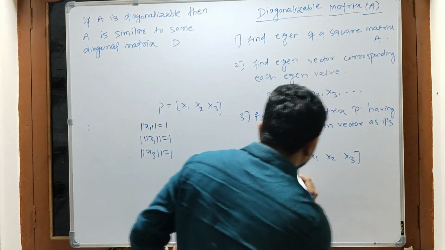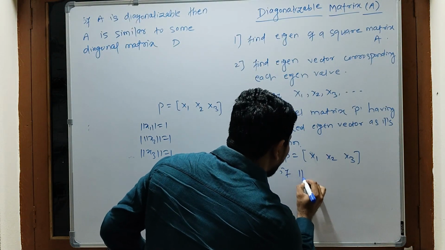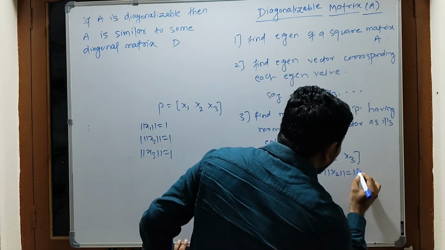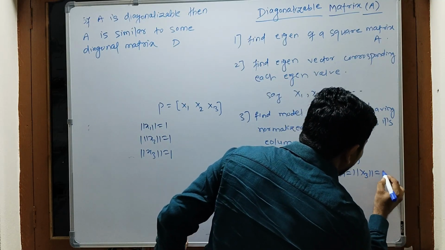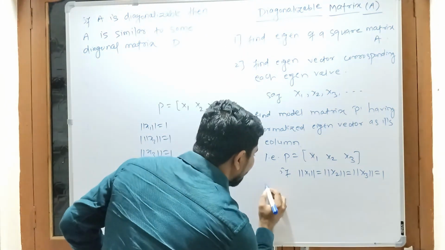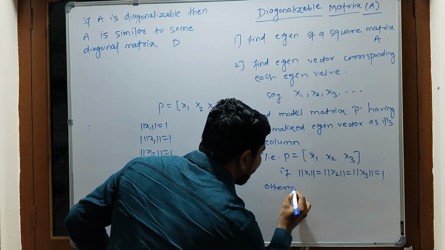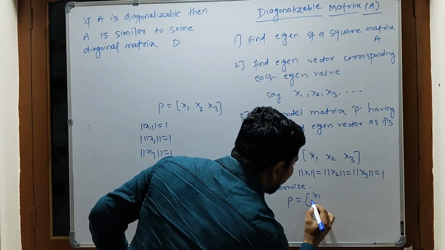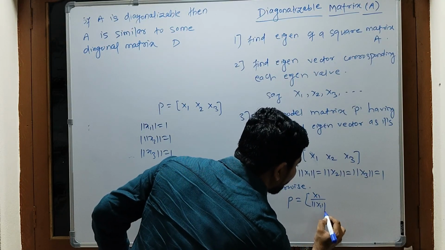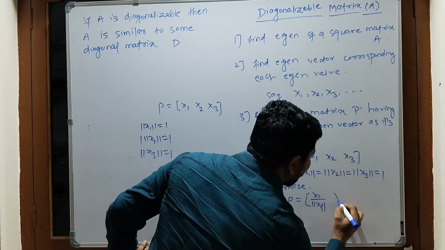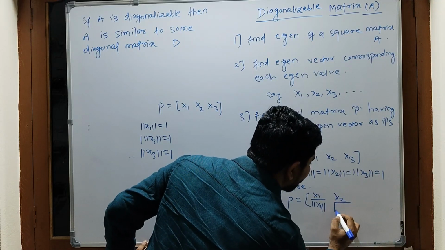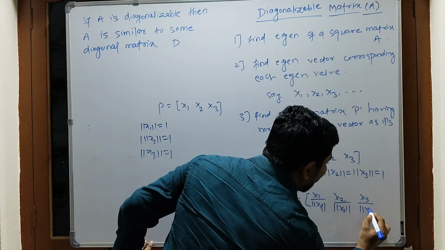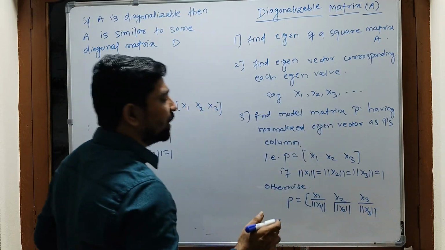So keep it as it is if the norm of x1 equals the norm of x2 equals the norm of x3, which is equal to 1. Otherwise, write P with the first column as x1 divided by the norm of x1, the second column x2 divided by the norm of x2, and the third column x3 divided by the norm of x3.